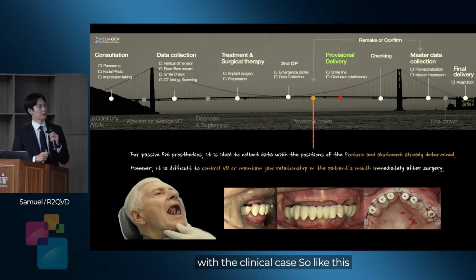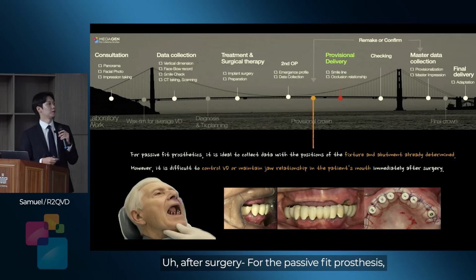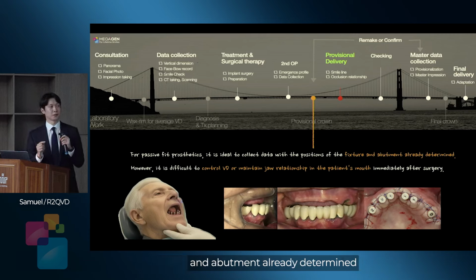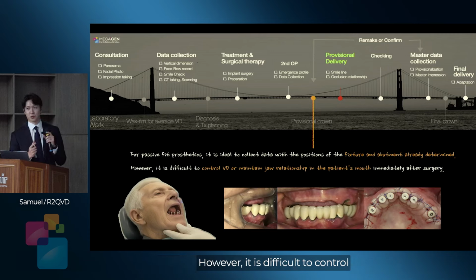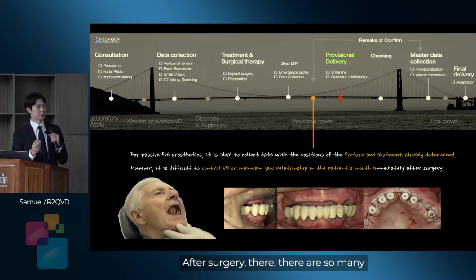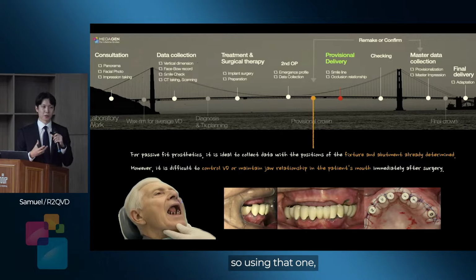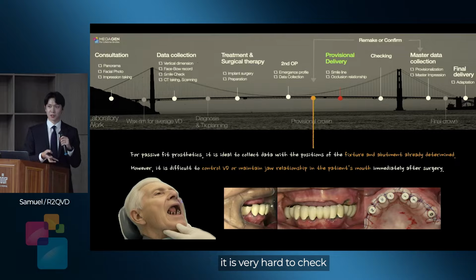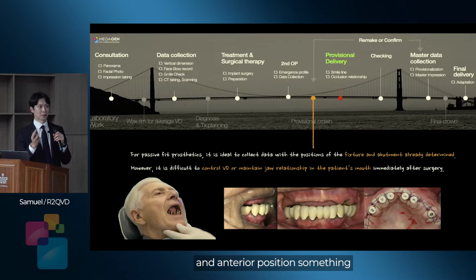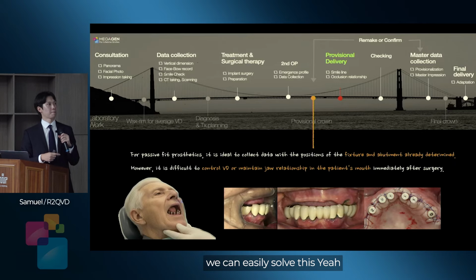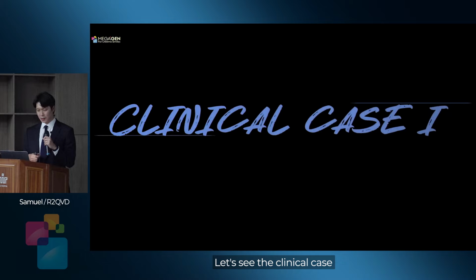After surgery, for a passive fit prosthesis, it is ideal to collect data with the position of the fixture and abutment already determined. However, it is difficult to control the vertical dimension, right? After surgery, there is so much bleeding and patient pain. So using that one, it is very hard to check the vertical dimension and anterior position. But using the dental avatar, we can solve this easily. Let's see the clinical case.